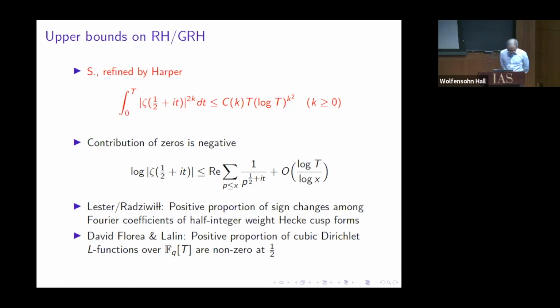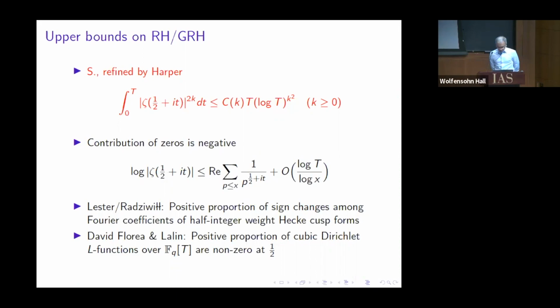So this result, especially with the sharp refinement of Harper, has proved useful in many different contexts. I mentioned two beautiful recent applications, one by Lester and Radziwiłł, who showed that if you take a half-integer weight modular form, you can get a positive proportion of sign changes among its coefficients, conditional on GRH. And one of their inputs is this ability to get sharp bounds on these moments.